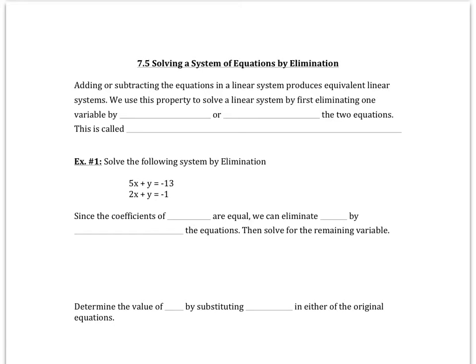Lesson 7.5, Solving a System of Equations by Elimination. Adding or subtracting the equations in a linear system produces equivalent linear systems. This means that they're linear systems that are equal.